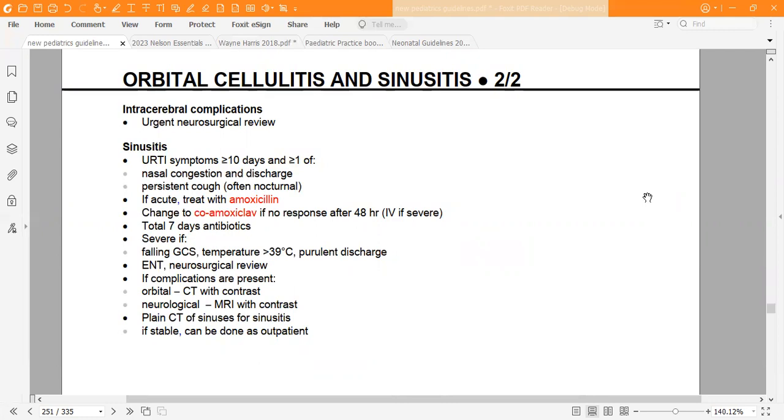Sinusitis is considered severe if there's a fall in Glasgow Coma Scale, temperature more than 39 centigrade, or purulent discharge from the nose. ENT and neurosurgical review if complications are present. Orbital CT with contrast, neurological MRI with contrast, plain CT of sinuses for sinusitis. If stable, can be done as outpatient.